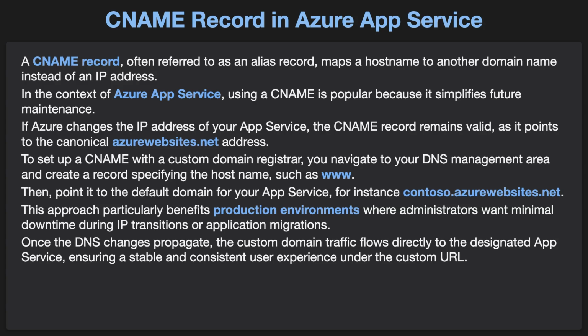contoso.azurewebsites.net. This approach particularly benefits production environments where administrators want minimal downtime during IP transitions or application migrations. Once the DNS changes propagate, the custom domain traffic flows directly to the designated app service, ensuring a stable and consistent user experience under the custom URL.